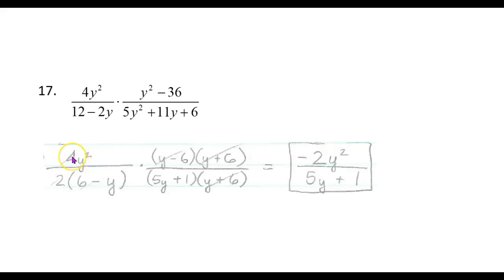And the 4 on top over the 2 on the bottom, 4 divided by 2 is just 2. So that leaves us with a 2 on top. The y squared doesn't have anything to cancel with, and the 5y plus 1 on the bottom doesn't cancel with anything. So what's left is the -2y squared over 5y plus 1.